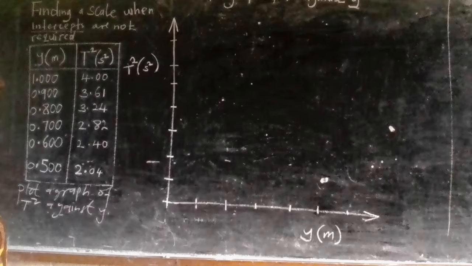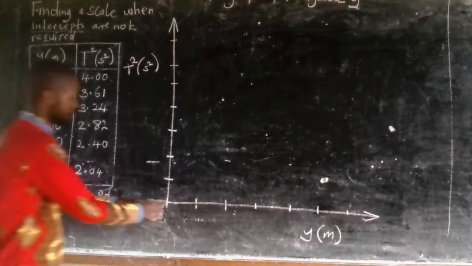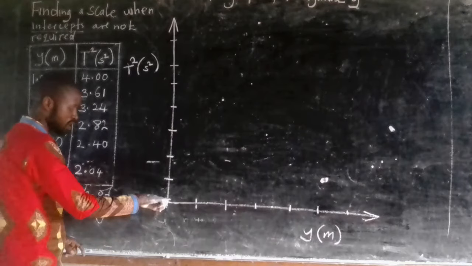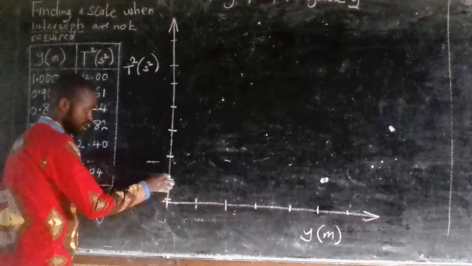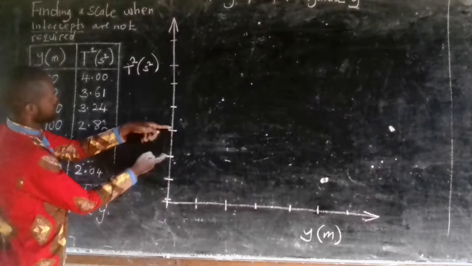Now, from there, before we plot, we budget for this gap of our paper. We budget for this gap, because here we can plot these values here. So we budget for them. Even here, we budget for them. In fact, we look for a value representing this big gap. Then from that value, we again look for a value representing one smallest square from your graph paper. Because from here to here, there are 10 smallest squares. So we need to budget for this. How many seconds will represent this gap? Interval. Then how many seconds squared will represent one smallest box?